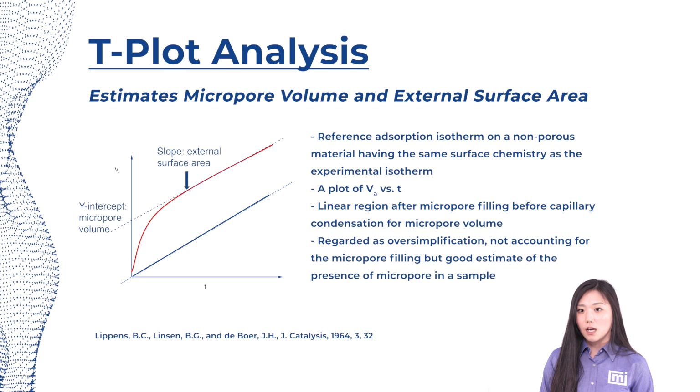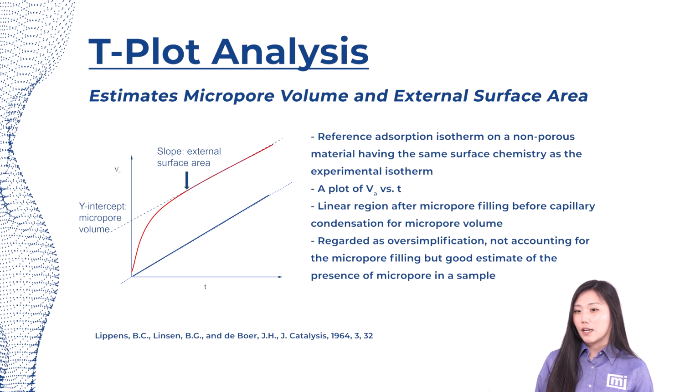The t-plot graph plots the quantity adsorbed, V sub A, against the t, the standard multilayer thickness on the reference non-porous material at a corresponding relative pressure. For the data reduction, we select the linear region after the micropore filling and before the capillary condensation to obtain the micropore volume. And for mesopore volume, we can select the linear region after the capillary condensation.